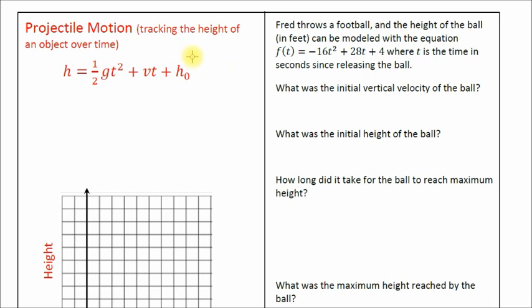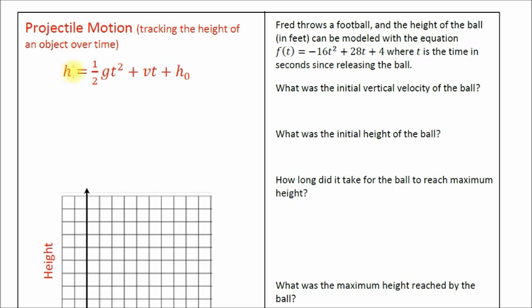So the first thing I want you to write here is projectile motion, and then in parentheses, what does that mean? It means tracking the height of an object over time. Of course, we don't have to do just height over time. We have other things we can track, but for this unit, we're just going to be looking at projectile motion this way. And this particular equation is one that you have seen before.